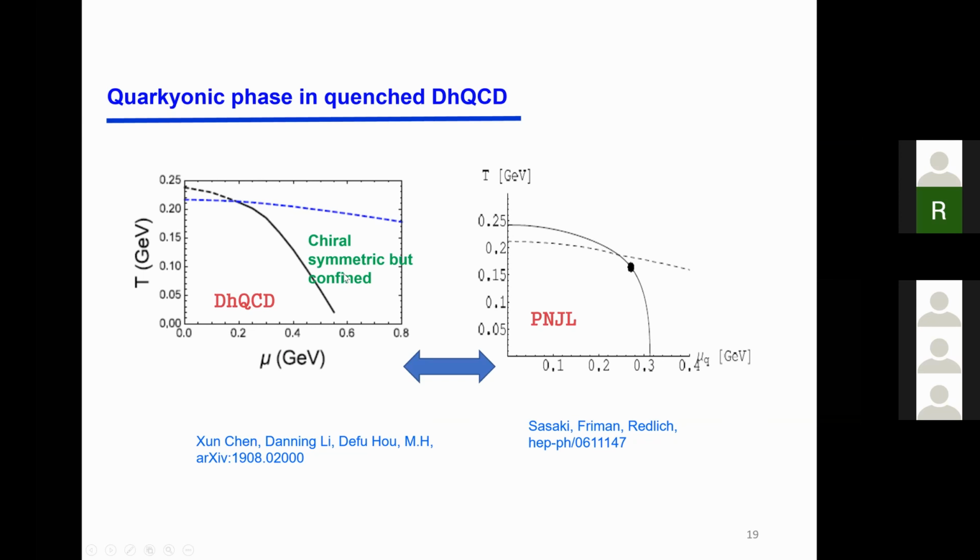I just show that from this dynamic holographic QCD model, we can get the chiral phase transition. This is the chiral phase transition, and this is the deconfinement phase transition. This result is very similar to the result from the PNJL model, given by Sasaki, Redlich and others in 2006. So we can get this separation of the chiral phase transition and the deconfinement phase transition. We can call this the chirally symmetric but confined phase.